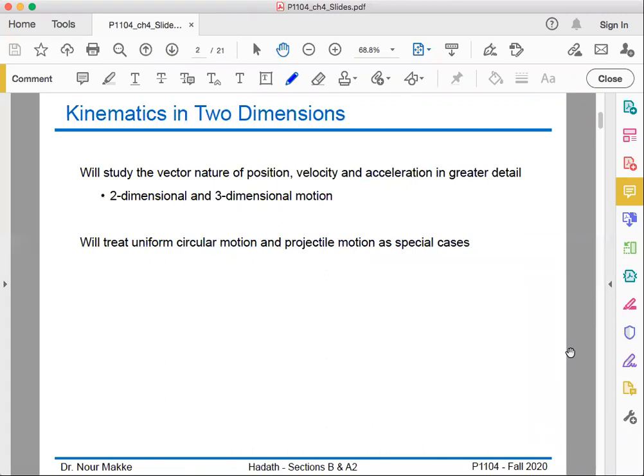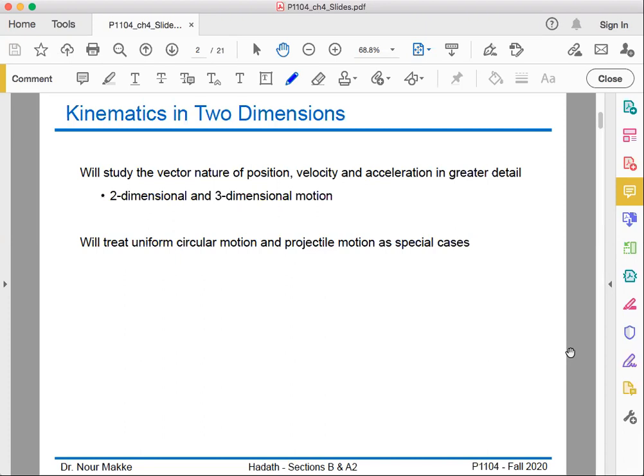acceleration. In this case, we'll focus more on the vector nature of the position, the velocity, and the acceleration, because each of these variables, whenever the object is moving, will have more than one component, because the motion is happening in more than one dimension, in contrast to the previous case, which was motion in 1 dimension.